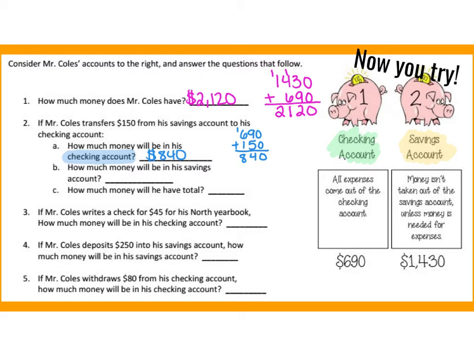Then it asks us how much money will be in his savings account. He's taking the $150 from his savings account, so he's taking the money out. So this time, we would start with the amount that he had in his savings account, which was $1,430, and we will subtract out $150 to figure out how much he now has in his savings account. So 0 minus 0 is 0. We can't subtract 5 from 3, so we'll have to borrow. 13 minus 5 is 8. And 3 minus 1 is 2. And 1 minus nothing is 1. So Mr. Coles now has $1,280 in his savings account.